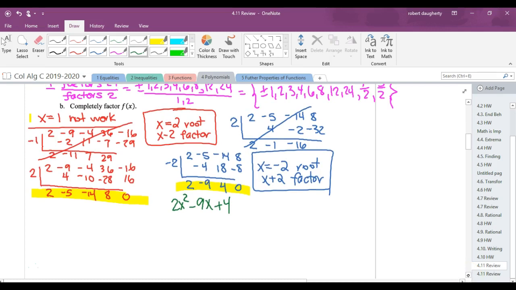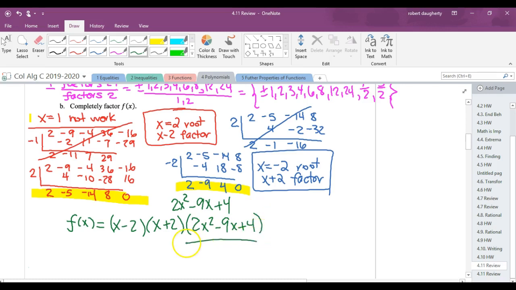So to get to my complete factorization, this polynomial is f of x equal, what are my factors? x minus 2, x plus 2, and then 2x squared minus 9x plus 4. So I need to be able to factor that guy. So 2x squared minus 9x plus 4. I need to find 2 numbers that multiply to give me an 8 and add to give me a negative 9. So it looks like a negative 1 and negative 8. Those multiply to 8 and add to negative 9.